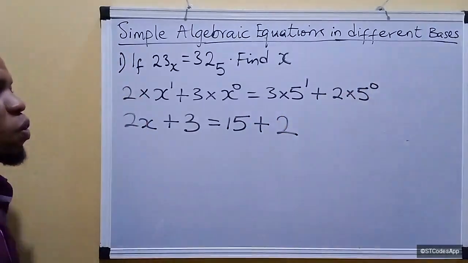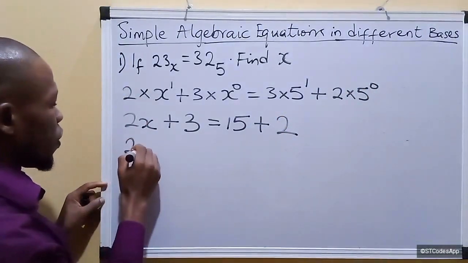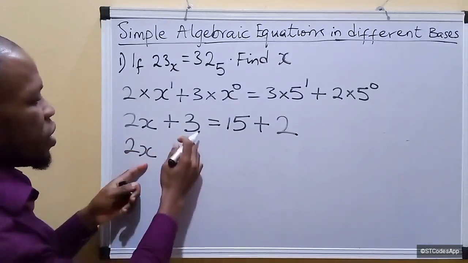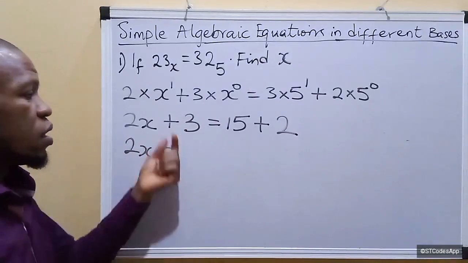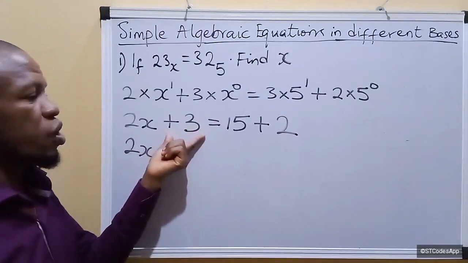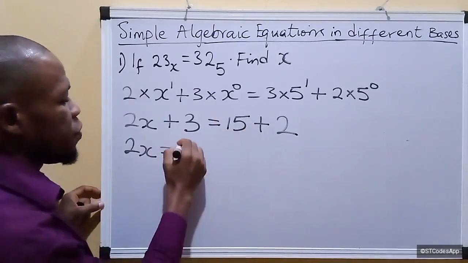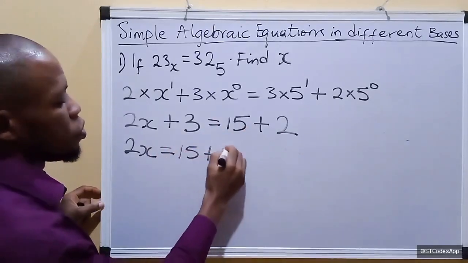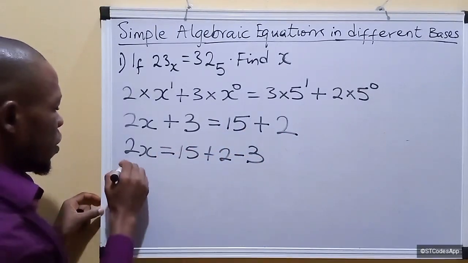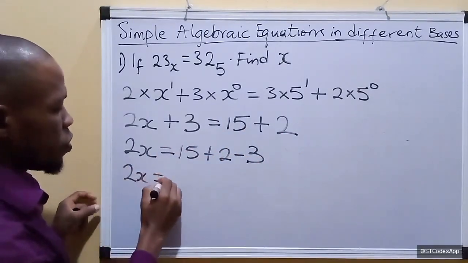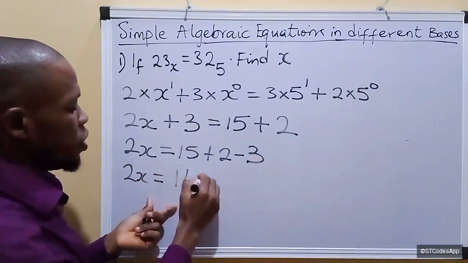So we have 2x plus 3 equals 15 plus 2. We collect like terms, we send this 3 over to the other side of the equation, and for us to do that, the sign is going to change from positive to negative. It's a rule. So we have 15 plus 2 minus 3. Then we'll have 2x equals 15 plus 2 is 17, 17 minus 3 is 14.